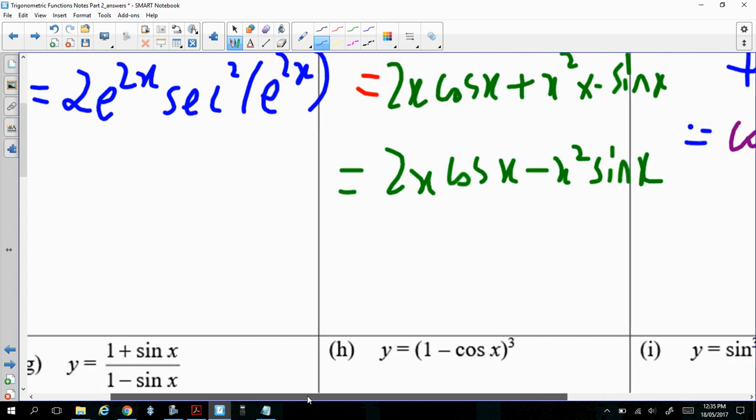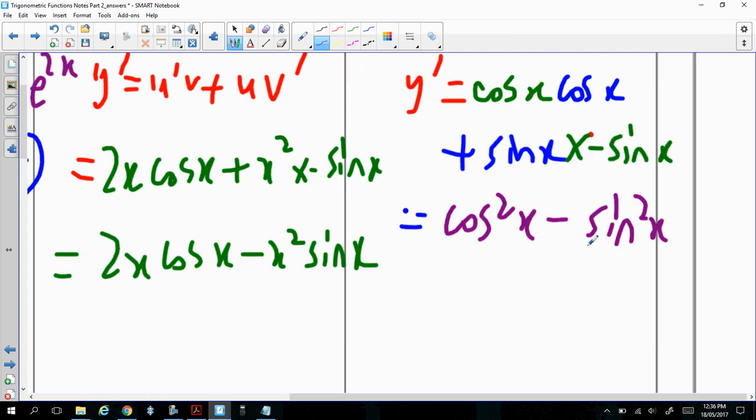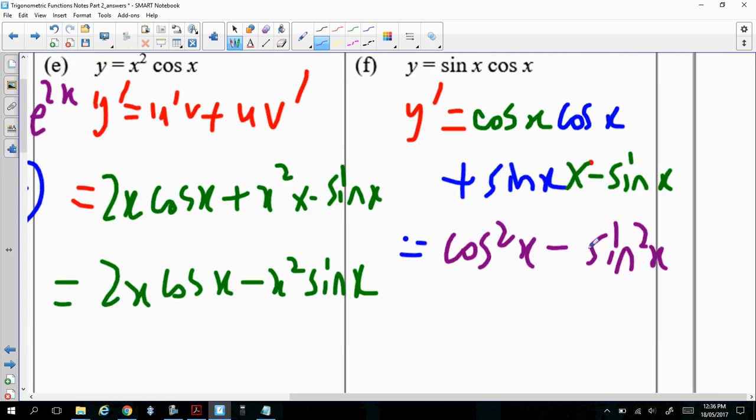Okay, next one, which is cos 2x, but you don't need to simplify. You can leave it like that. Okay, let's move on. Next one, we can do quotient rule.